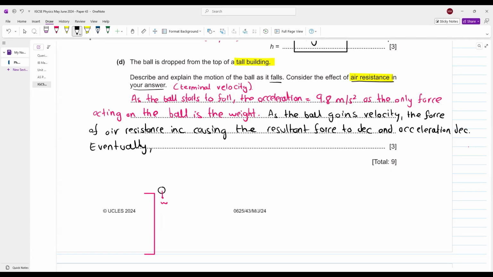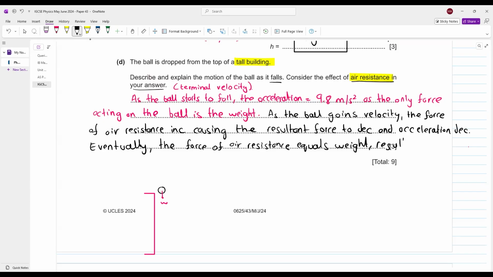Eventually the force of air resistance. Now you can basically write it in a short format as well. एक दो points आप skip भी कर सकते हो, but I am writing the complete answer so that you know कि क्या क्या चीज़ें important है. Eventually the force of air resistance equals weight.